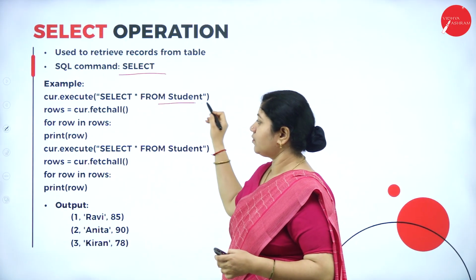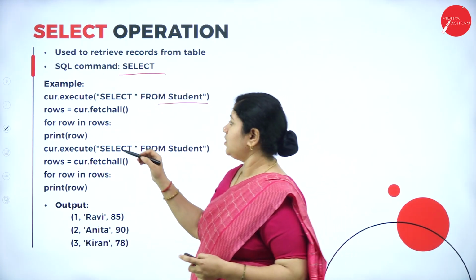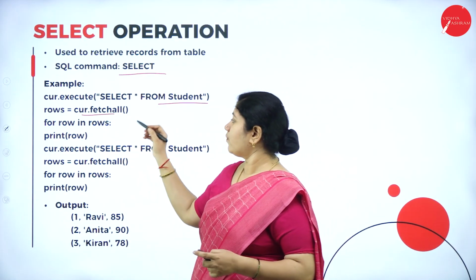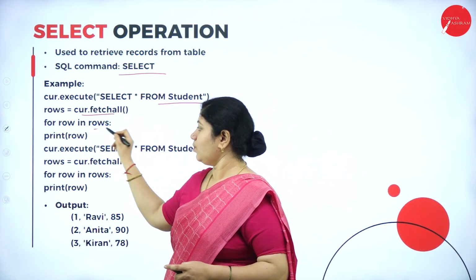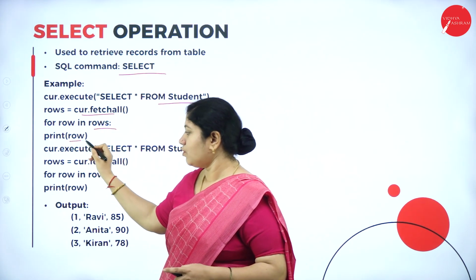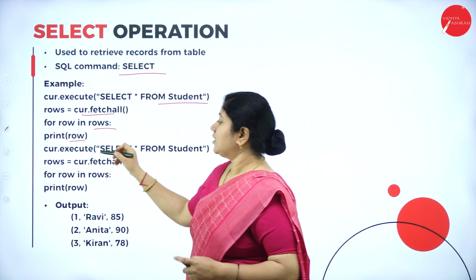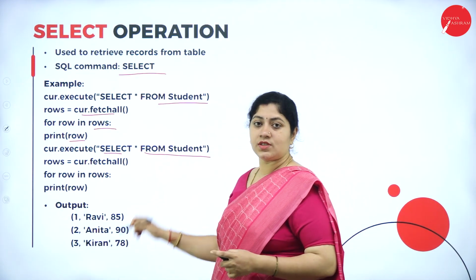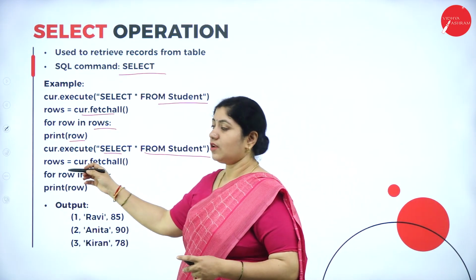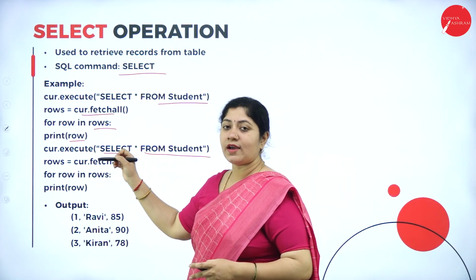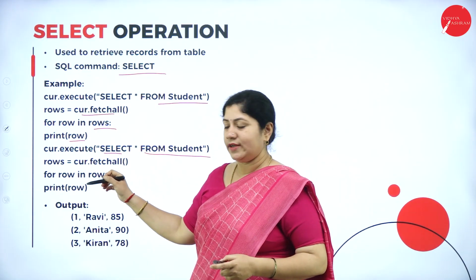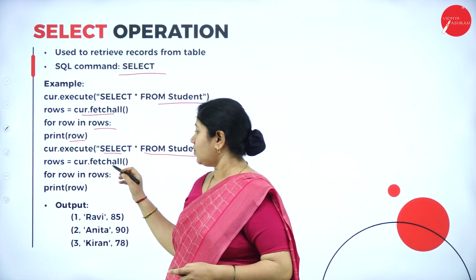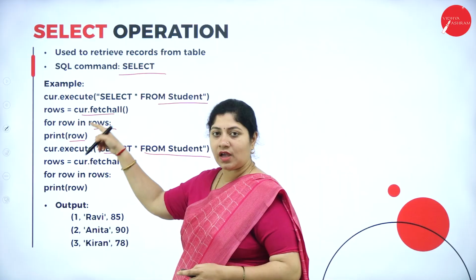Cursor.execute of select from student. Up next, we need to write rows, which says cursor.fetchall, for row in rows. What does it have to print? A row, the full row. Up next, cursor.execute of select from student. Let's confirm it by assigning rows equals cursor.fetchall. So that's a method that we have created.